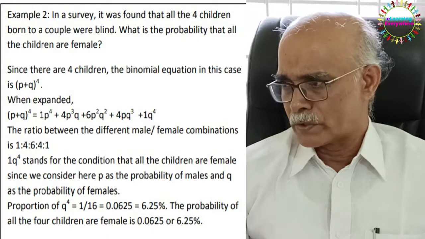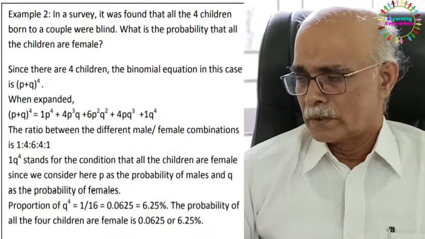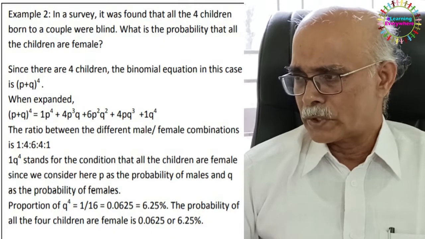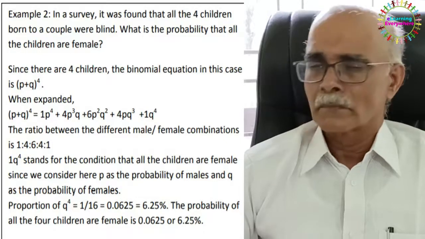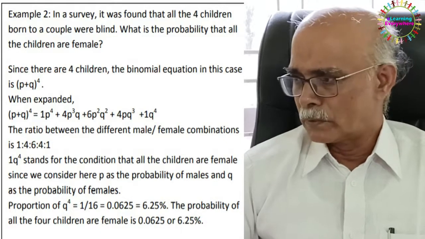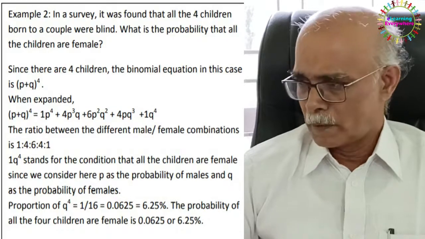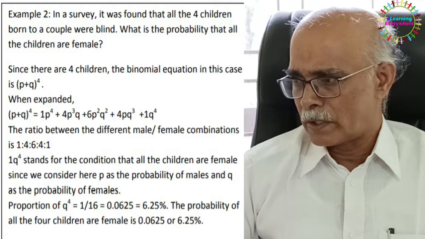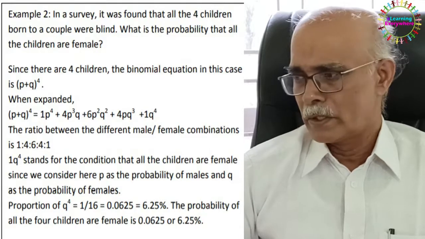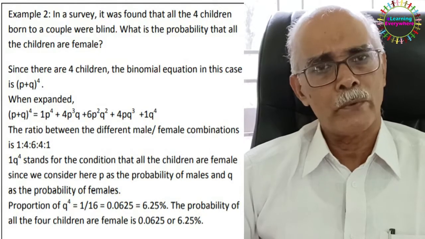When 1 is divided by 16, it is equal to 0.0625, which is equal to 6.25%. It means that the probability of all the 4 children being female is 6.25%. So that was about binomial distribution, and now we are moving to Poisson distribution.